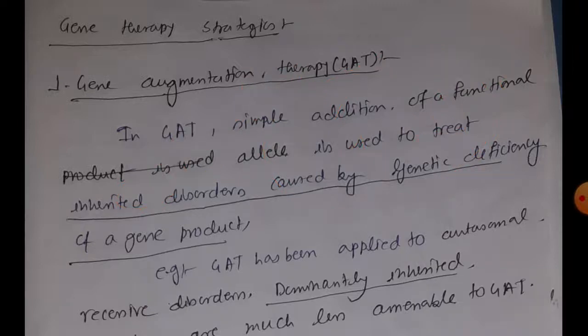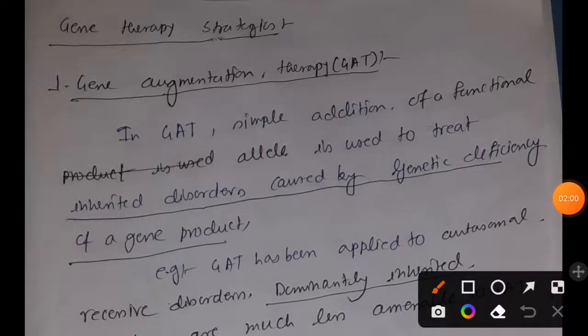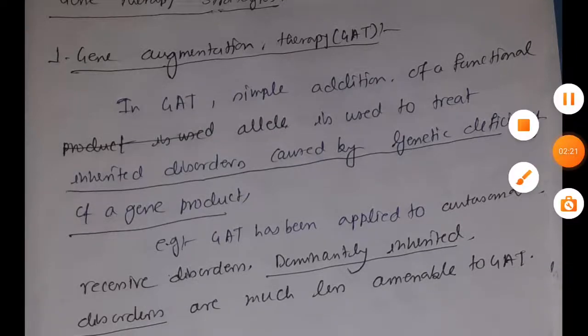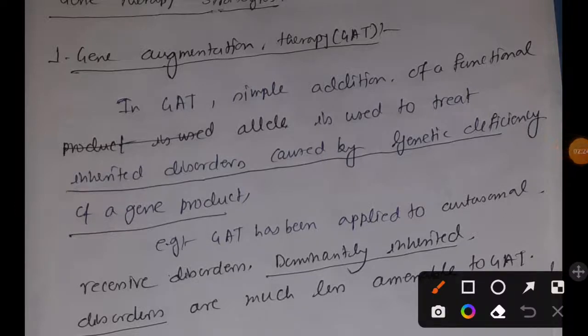So today we will discuss various gene therapeutic strategies. I will discuss two mechanisms by which we can use gene therapy to treat various problems. The first one is gene augmentation therapy, commonly known as GAT. So let's see what is going on in GAT. In GAT we are simply adding a functional allele, which will treat any kind of inherited disorder that is due to genetic deficiency of the gene product.